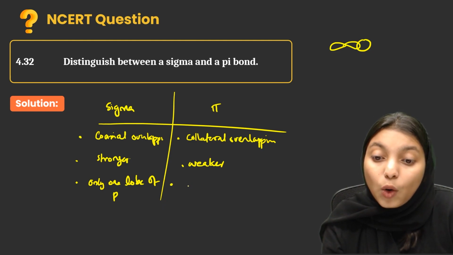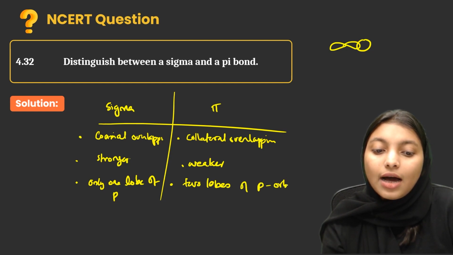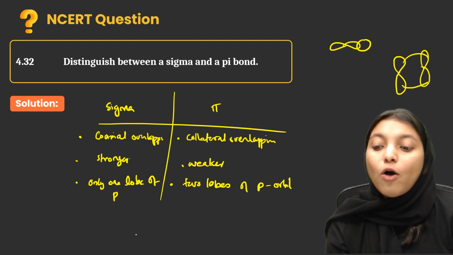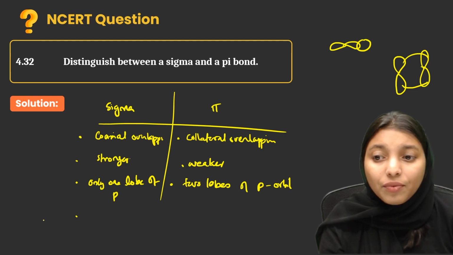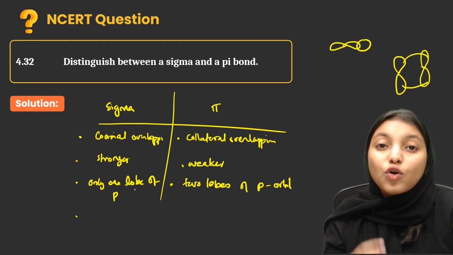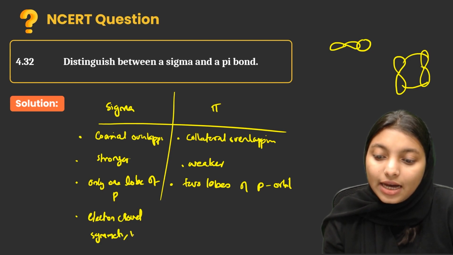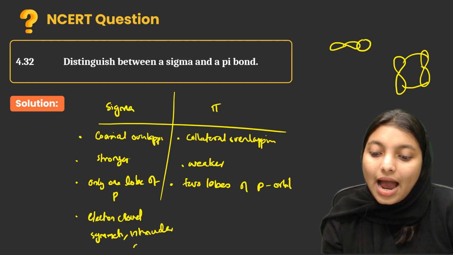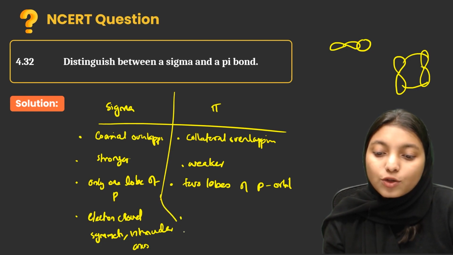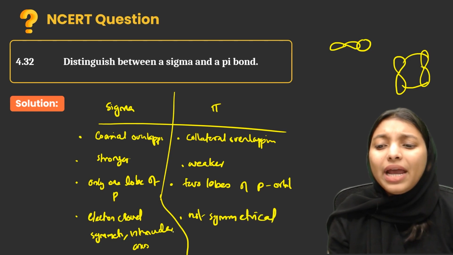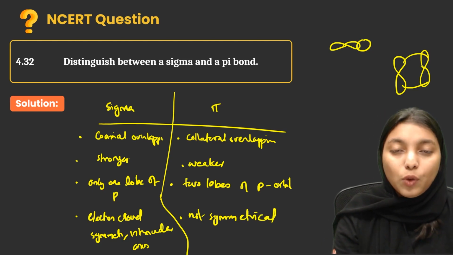But when it comes to the pi bond, two lobes of p orbitals are overlapped. As you can see here, on this side and this side, two lobes are overlapping. Clear? And the last one: for the sigma bond, the electron cloud is symmetrical and along the internuclear axis. But in the pi bond, the electron cloud is not symmetrical. So these are the major differences between sigma and pi bonds.